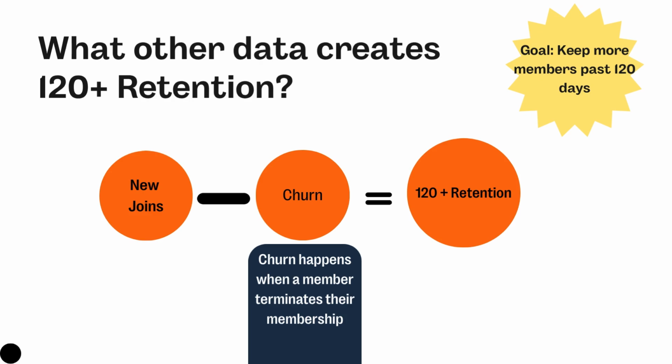And then we need to look at churn. Churn is what happens when a member terminates their membership. So ideally, this would never happen. But if it must happen, we have churn that can occur before 120 days and churn that can occur after 120 days. If we have a member terminate their membership before 120 days, that's how our 120 plus day retention number goes down. And that's the other data that we need to keep an eye on as we look at this 120 plus day retention number.